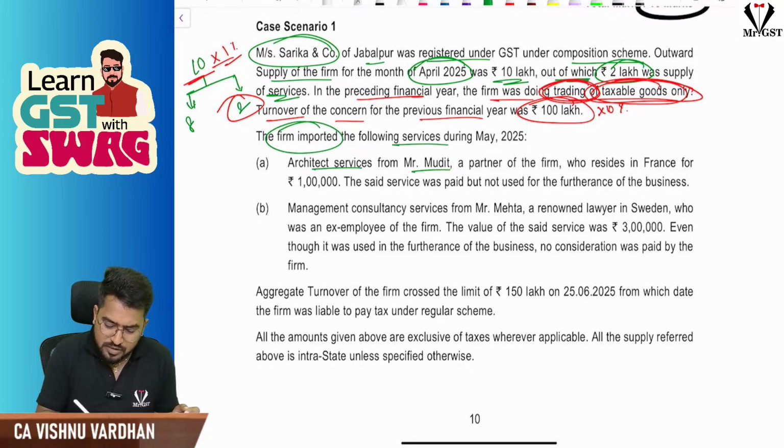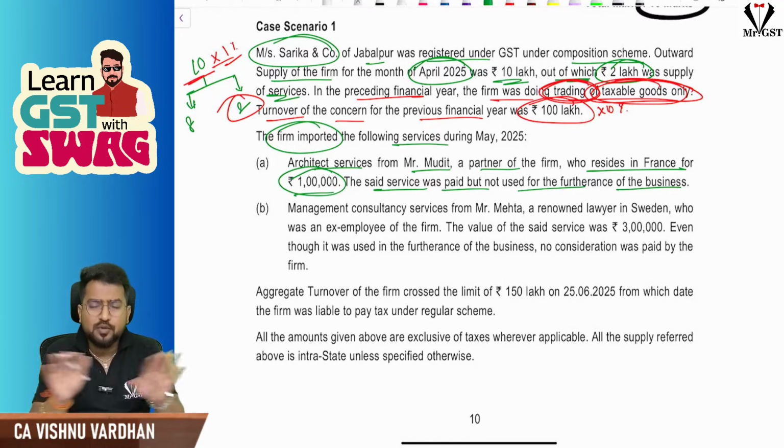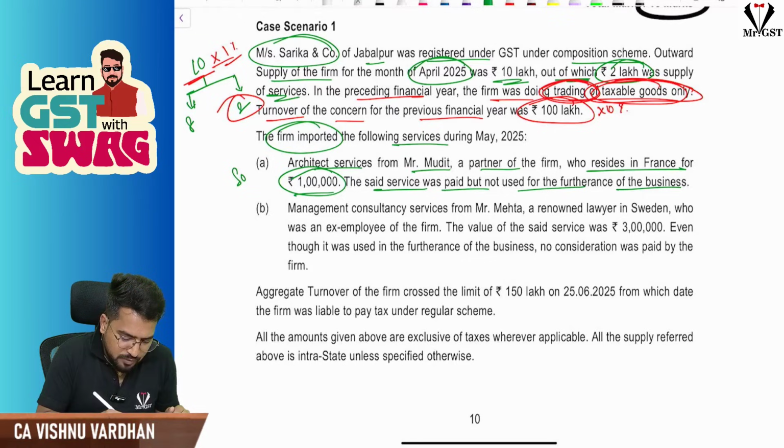Architect services from Mr. Mudit, a partner of the firm who resides in France, for 1 lakh. The said service was paid but not used for furtherance of business. Please understand, there is a consideration of 1 lakh. When there is consideration for import of service, blindly you can tell that is supply, no matter whether it is for personal purpose or business purpose. If there is consideration for import of service, straight away it is supply. So this is supply of service.